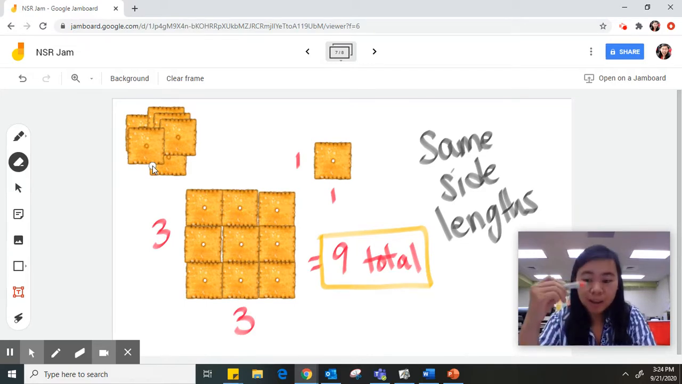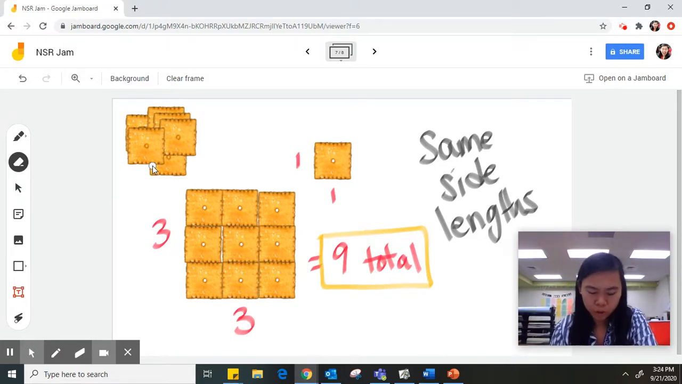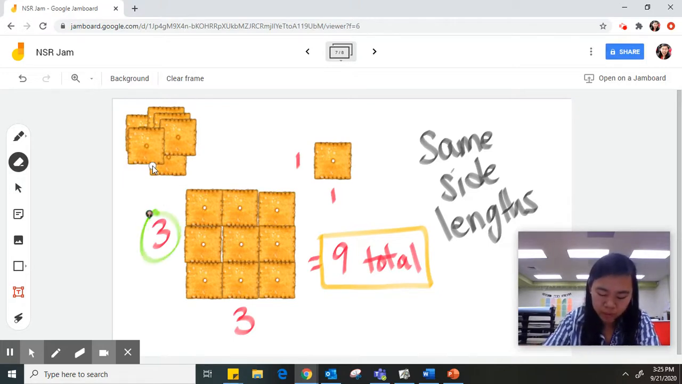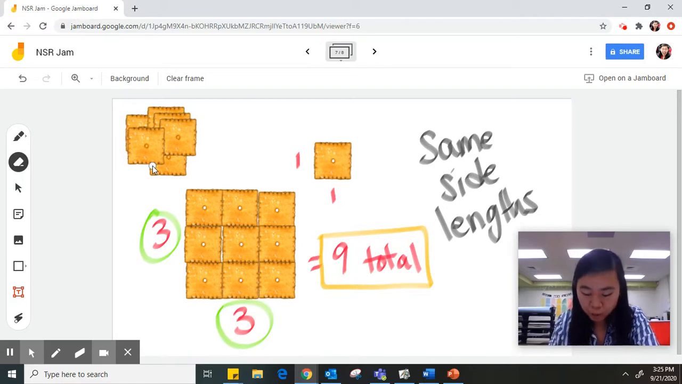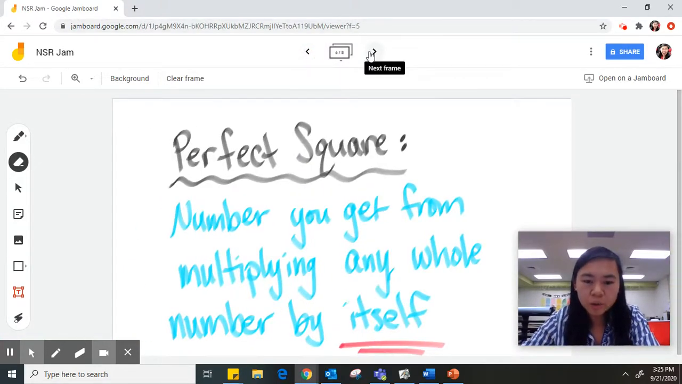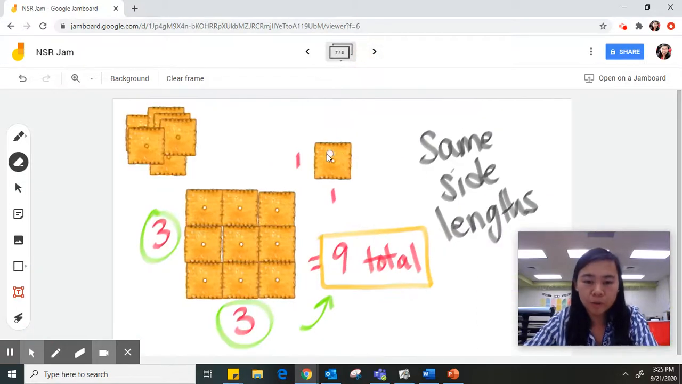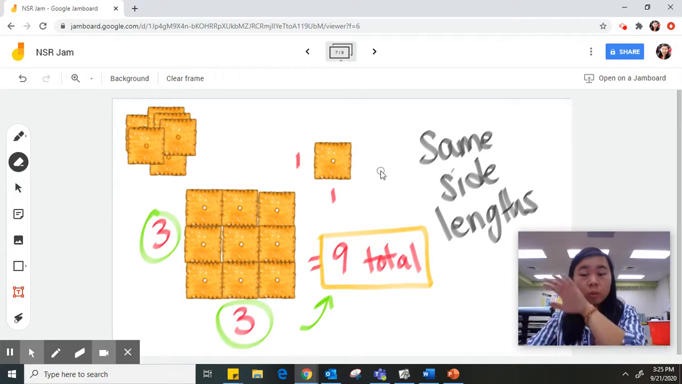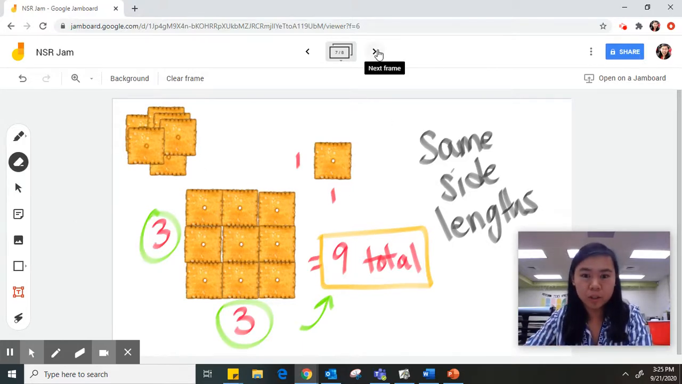So do you actually have to sit there and count how many Cheez-Its there are total? No, we noticed in class that you could multiply the side lengths, these 3s, together to get our total up here. And that would work with any square. So that's why these numbers are perfect squares. Going back to our definition, it's a number you get from multiplying any whole number by itself. If I did 1 times 1, I would have 1 total Cheez-It. 1 is a perfect square. If I multiply 2 times 2, I got 4. Well, 4 is a perfect square. If I multiply 3 times 3 and I got 9, well, 9 is a perfect square because I'm multiplying these whole numbers together to get that perfect square number.